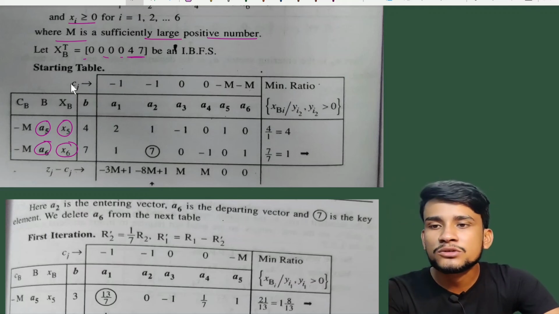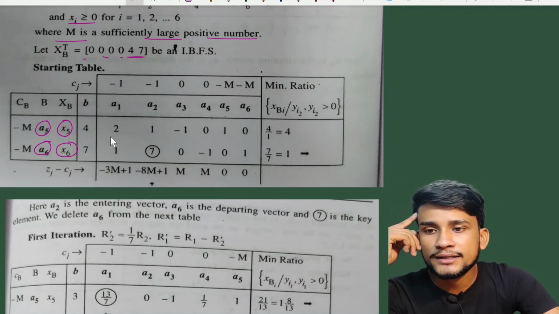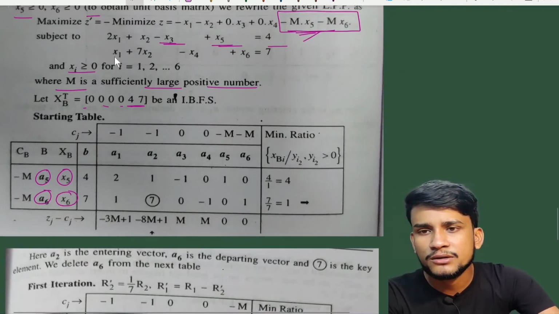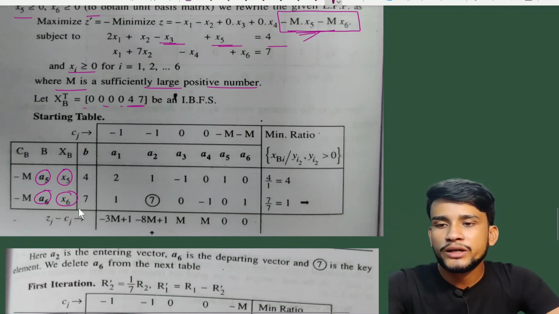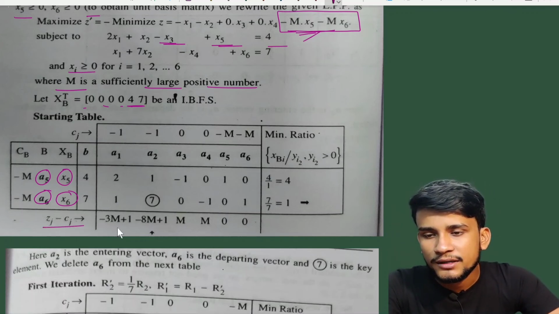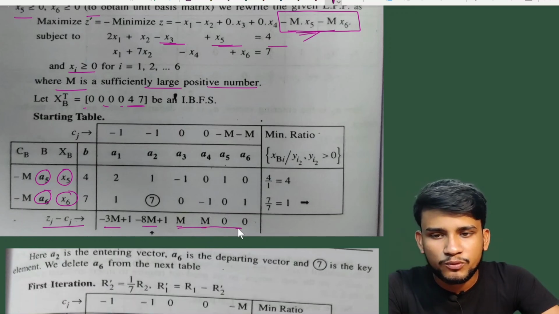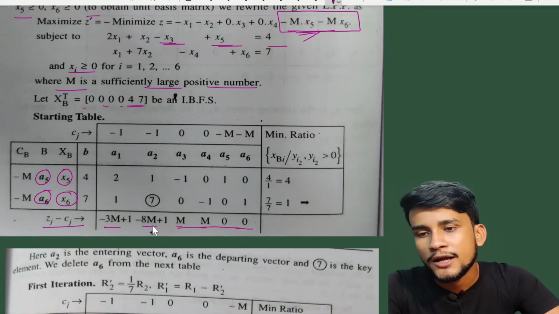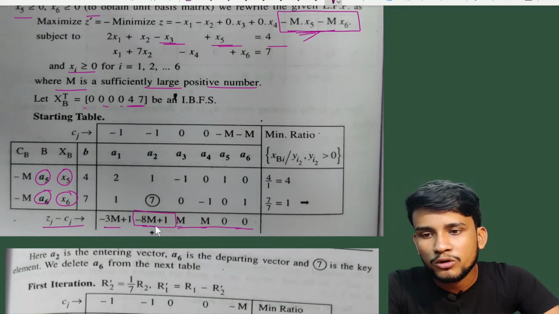Okay, so Cj is here, and now we write the coefficients, 4 and 6 here. Now we calculate the zj minus cj terms including M. So minus 3M plus 1 and minus 8M plus 1, M and 0. Since M is a positive number, these quantities are positive. In between minus 3M plus 1 and minus 8M plus 1, minus 8M plus 1 is the bigger negative number, therefore this is the entering vector.